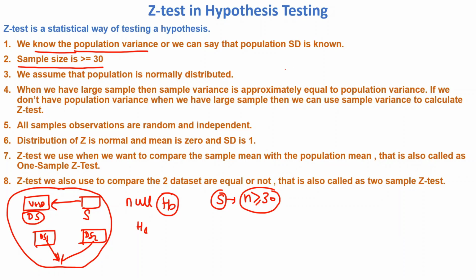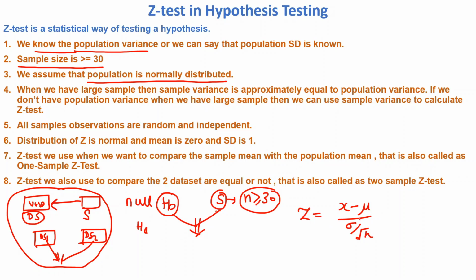So if we want to apply the Z test in hypothesis testing, we should always verify these two conditions before applying it. The third condition is that we assume the population is normally distributed. We assume that whatever data set is given to us will be normally distributed. And what is the Z formula? The Z formula is x minus mu divided by sigma upon root n.